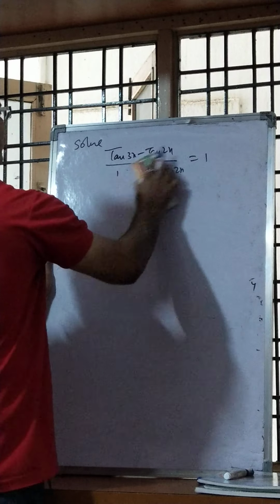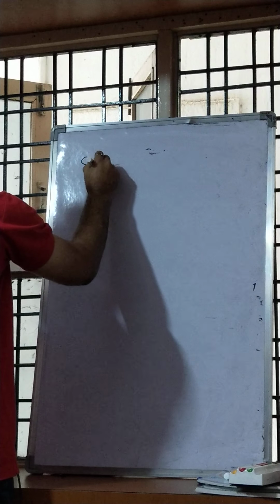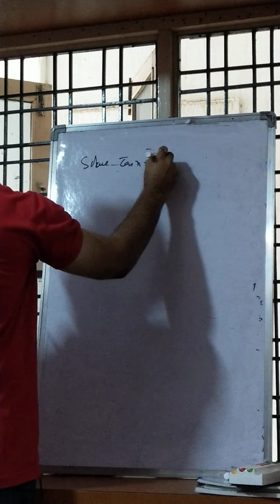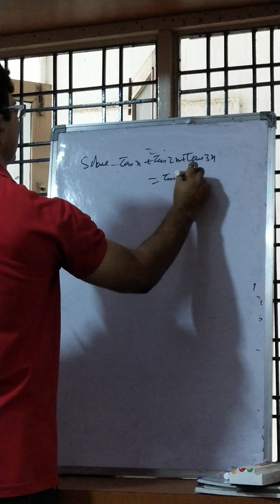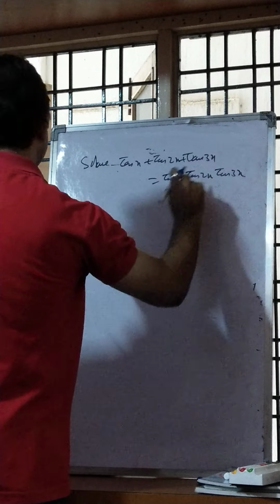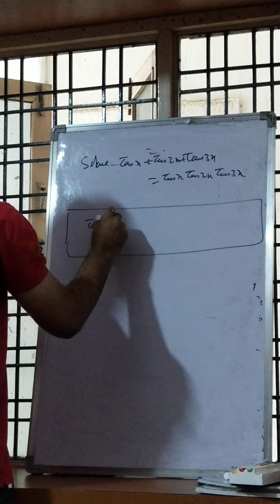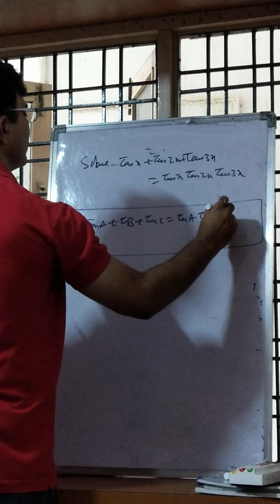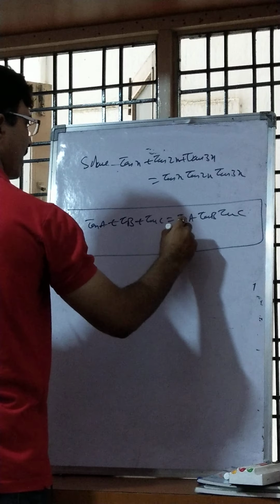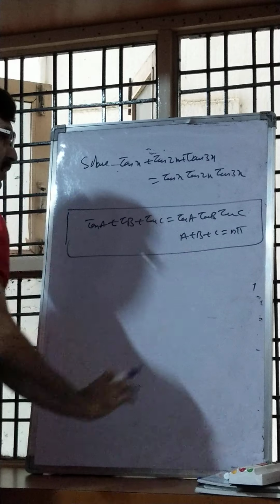One more example I would like to take so that you people can understand clearly. See here, suppose we said, solve tan x plus tan 2x plus tan 3x is equal to tan x tan 2x tan 3x. The question is given like this. Guys, you know very well one identity in trigonometry, you come across this: tan A plus tan B plus tan C is equal to tan A tan B tan C. This is true if A plus B plus C is equal to nπ.